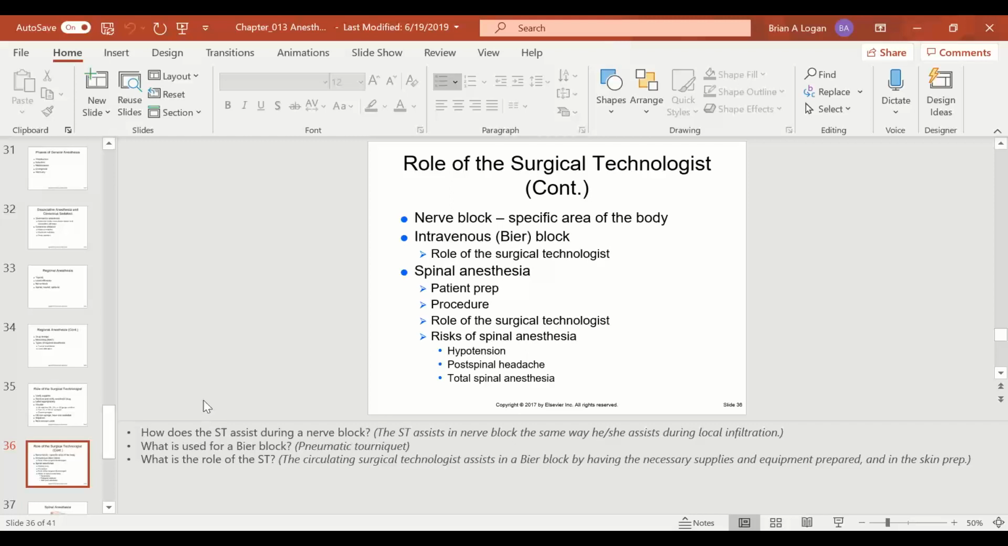During a spinal or an epidural, we may need to prep the patient. Most often, though, what we're going to be doing is helping hold that patient in the position that they need to be in.